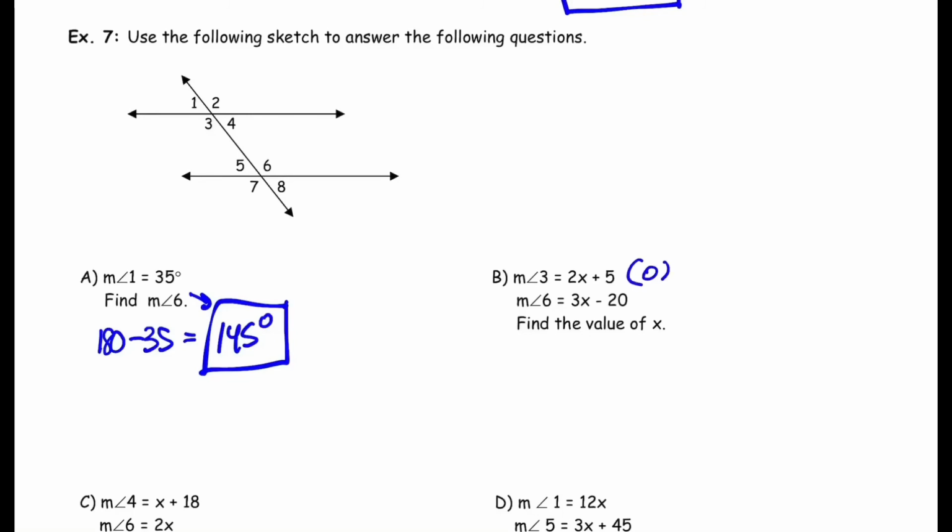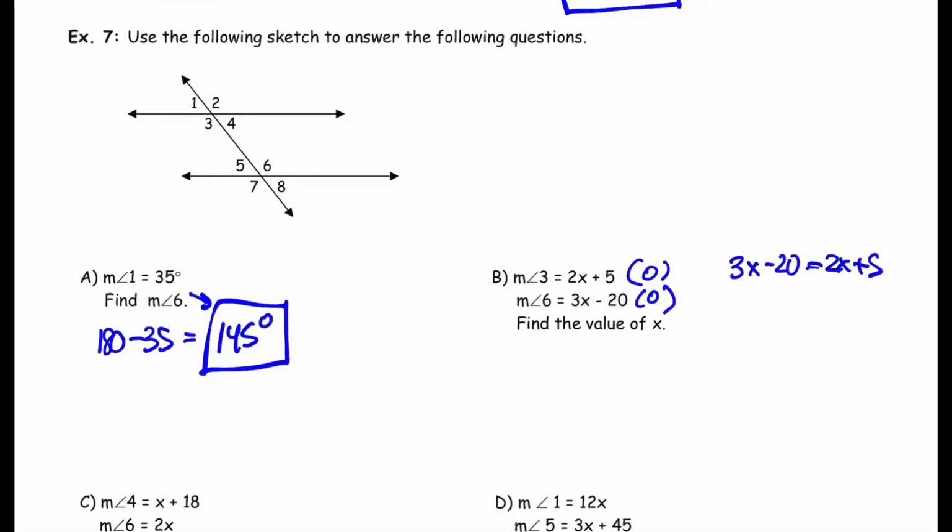Measure of angle 6. Okay, 6 is here. Look at the shape. Oh, that's also obtuse. You don't have to do this, but sometimes it helps. So if they're both obtuse, guess what? They are equal. So I'm going to take this and set it equal to that. Okay, so 3x minus 20 equals 2x plus 5.